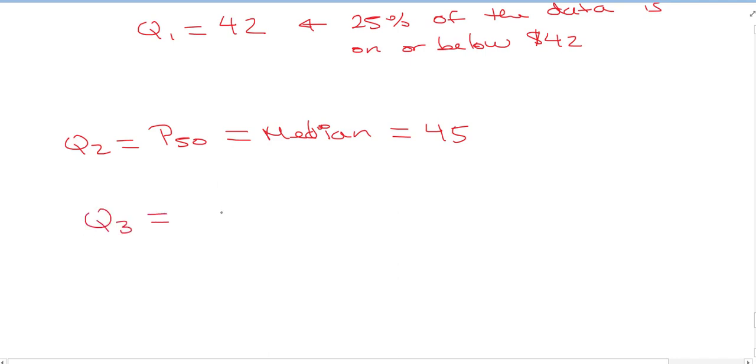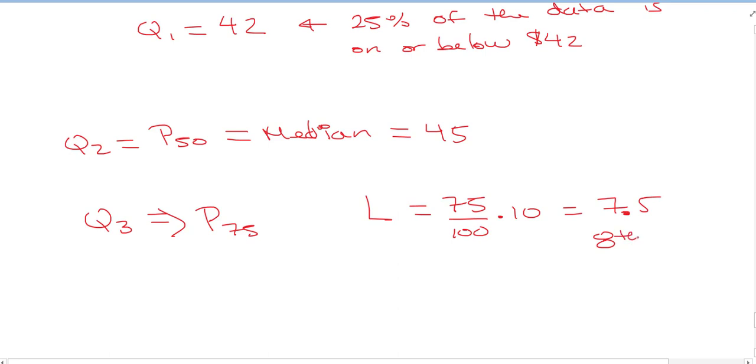Q3, we find it the same way, right? So we look at P75. So we find our locator. So L will be 75, the percent that we want, divided by 100 times 10. So this will be 7.5 that we round up, sorry. So we look at the eighth value.